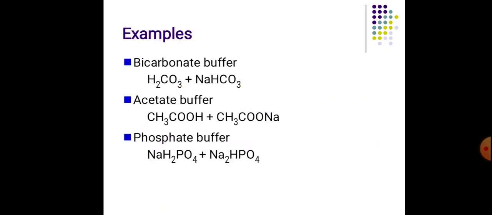So here are some examples of buffers: bicarbonate buffer, acetate buffer and phosphate buffer. The bicarbonate buffer consists of what? Carbonic acid and sodium bicarbonate. And acetate buffer consists of acetic acid and sodium acetate. The phosphate buffer consists of NaH2PO4 and Na2HPO4.